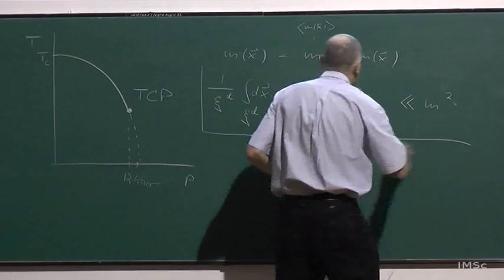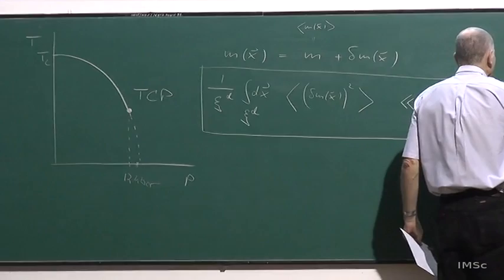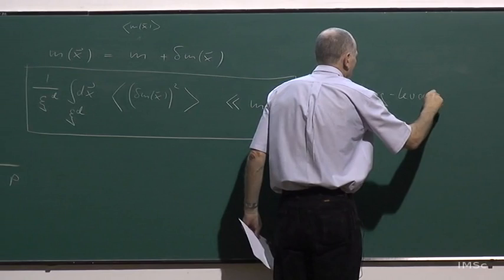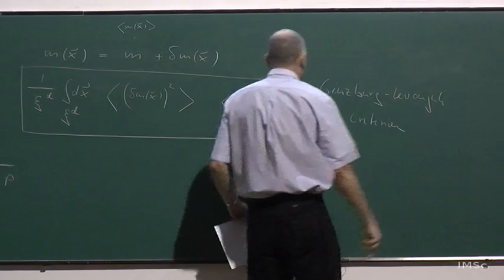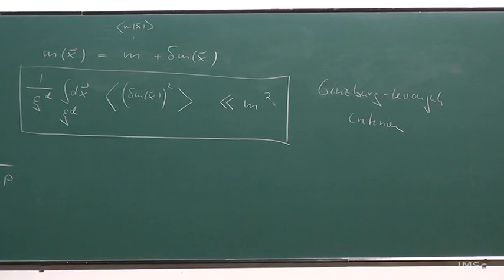So this is the idea of the Ginzburg-Levanyuk criterion. And now let's see whether we can get some idea about the quantity on the left-hand side.